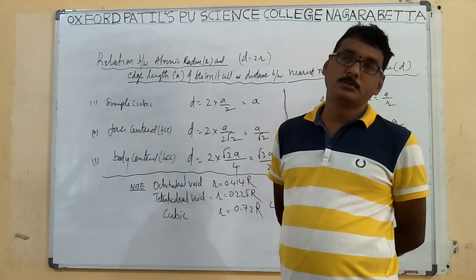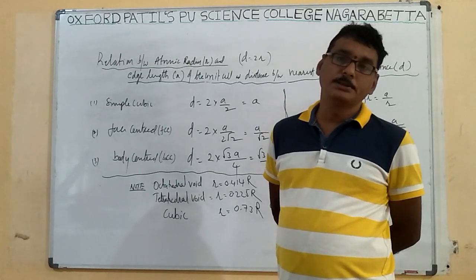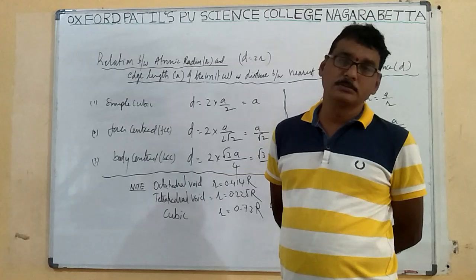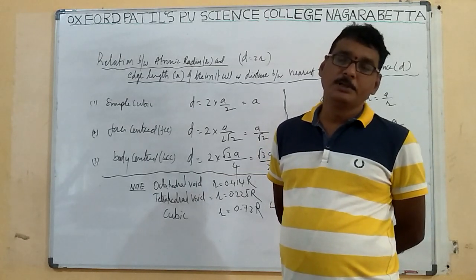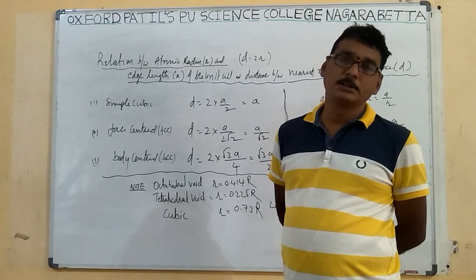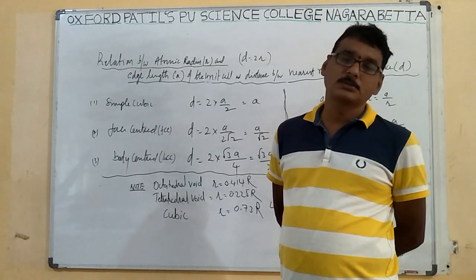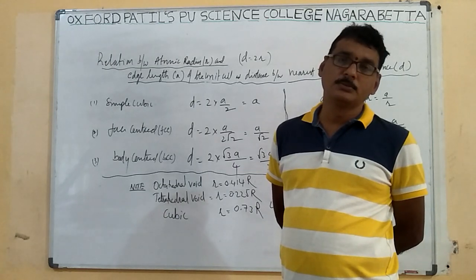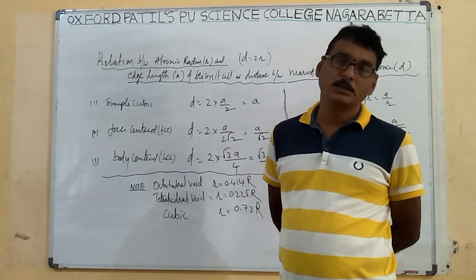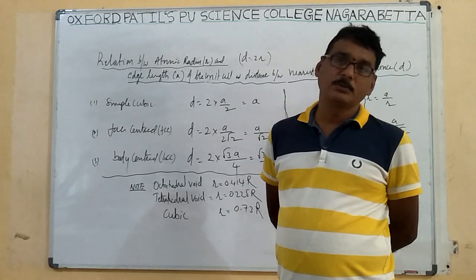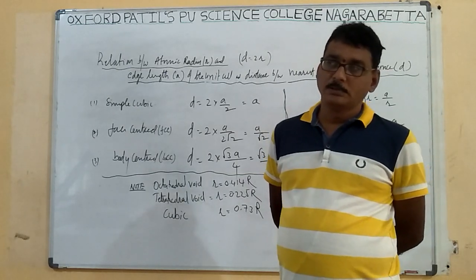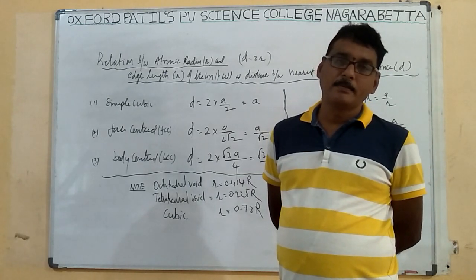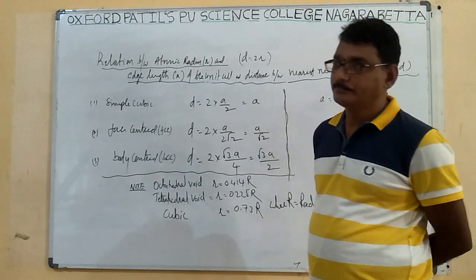For the simple cube, the edge length is a. Body centered means edge length is 4R. Face centered also edge length is 4R. After that you can make the radius also; the edge length formula is different there. But today one tabular formula is given.